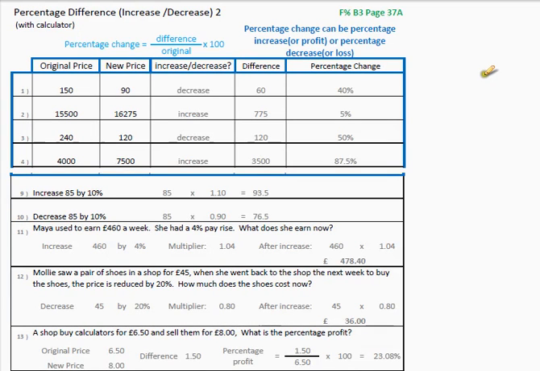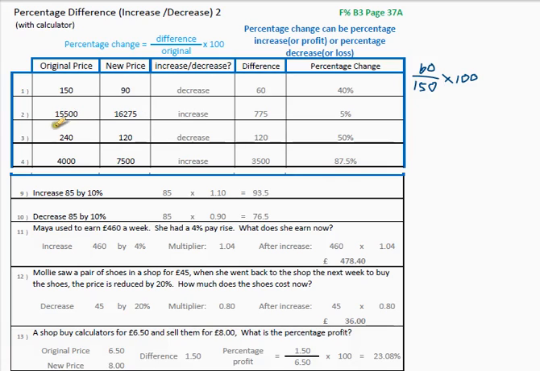Okay, there's the answers now. You can see from 150 to 90 was less, so it was a decrease. 150 take away 90 is 60. How did we get that 40%? Follow the formula, 60 over original. What was the original? 150. And we times with 100. And do that on your calculator: 60 divided by 150 times 100.